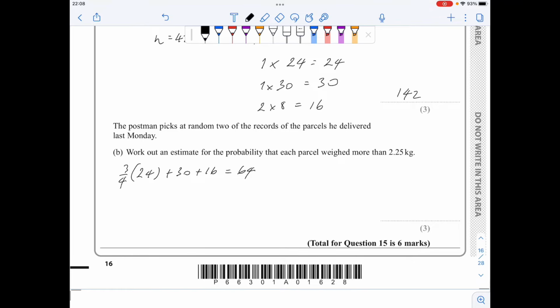So the probability that the first one is more than 2.25 kilograms is 64 over 142. And once this one is selected, there are 141 parcels left. 63 of them weigh more than 2.25. And this gives me an answer of 672 over 3337. You can put this in decimal, which is 0.201. Both fraction and decimal are accepted.